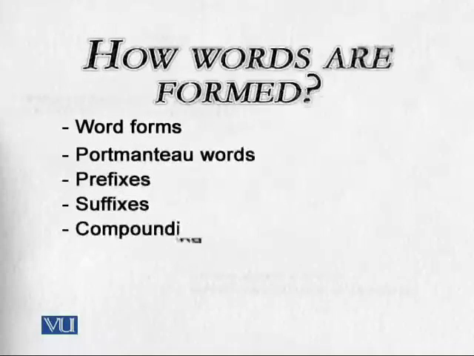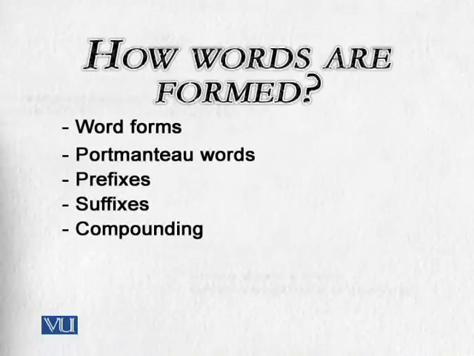Second, we talked about how words are formed, and five methods I shared with you. The first method is word forms. Second method is portmanteau words, combining the portions of words and creating new ones. Then prefixes and suffixes and compounding. These are five methods of combining or creating or forming words.